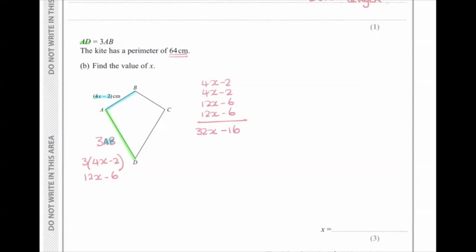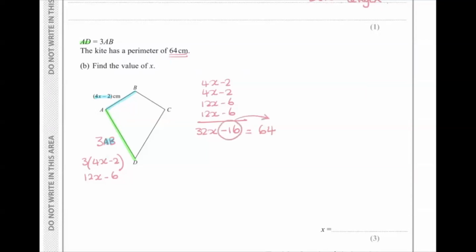So this expression that we've now created is representing the perimeter. We've added all the edges. We have been told that the perimeter is equal to 64. So the algebra equals the number. And now we're just solving equations. If I want to know what x equals, I will get it on its own.